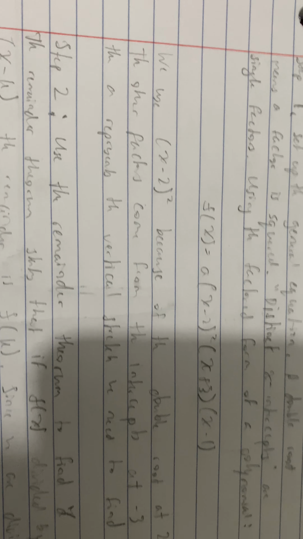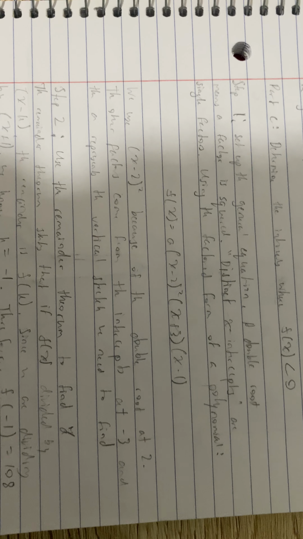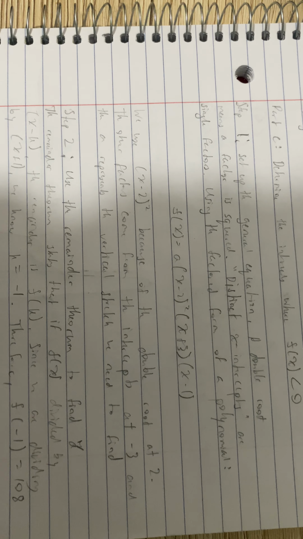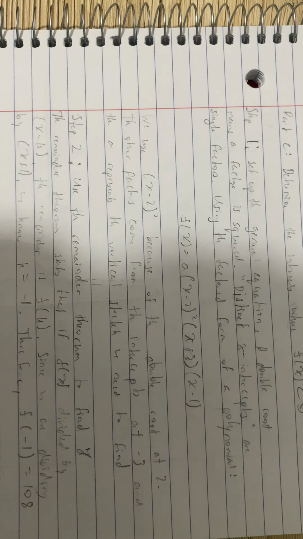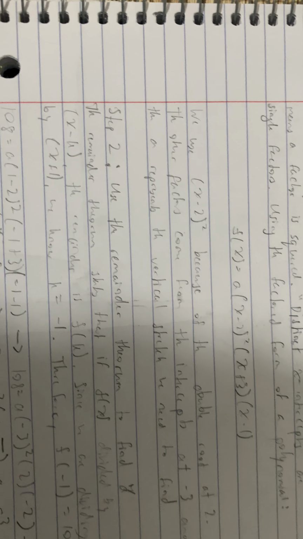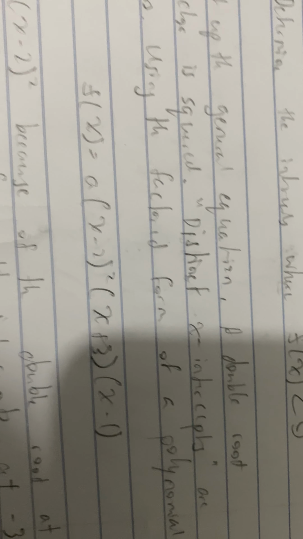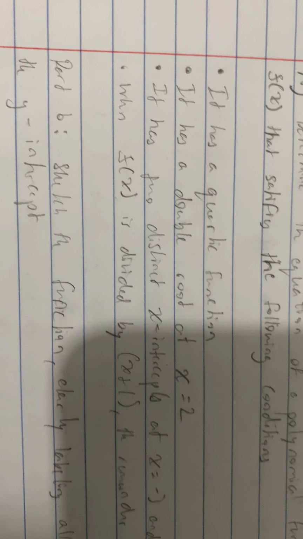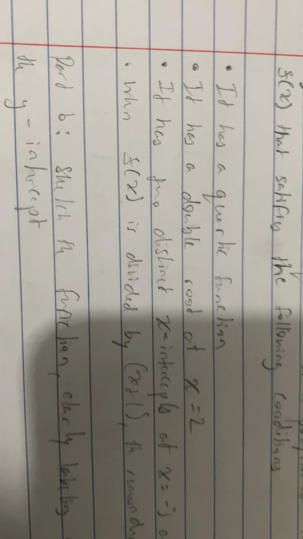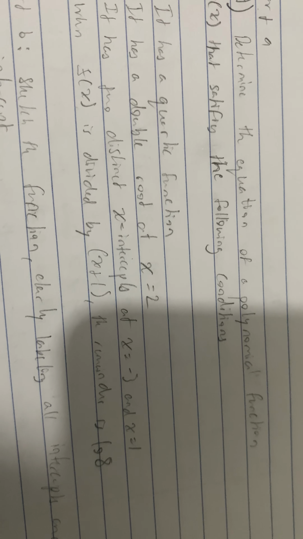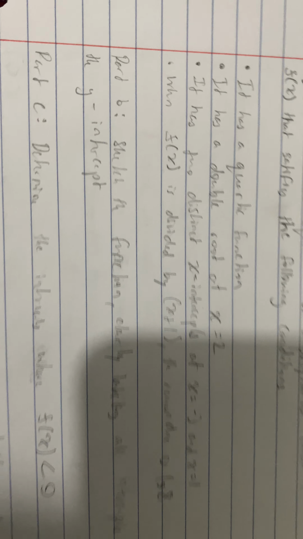The other factors come from the intercepts at -3 and 1, and the a represents the vertical stretch, which we need to find. So that's step 1: we have our equation set, and we set it up by looking at these conditions. It is a quartic function, it has a double root, and it has two distinct x-intercepts at -3 and 1, and this final part we're going to get to.